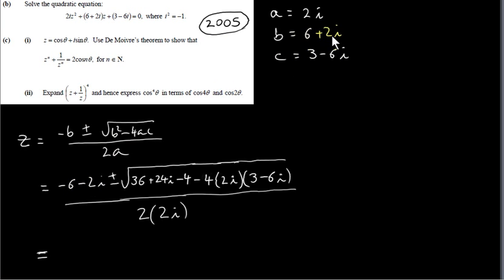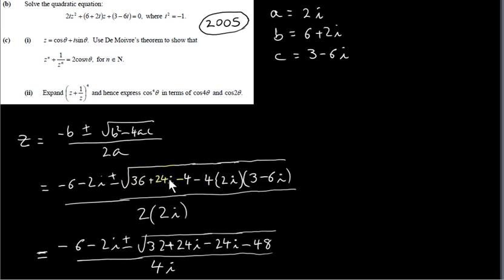So we have minus b, so we have minus 6 minus 2i, plus or minus the square root of b squared. So we have to take 6 plus 2i and square it. 6 squared is 36. 6 times 2i is 12i. Double that, we get 24i. 2i all squared is 2i by 2i, which is 4i squared, which is 4 times minus 1, which is minus 4. Then we have minus 4 times a, which is 2i, times c, which is 3 minus 6i. And the whole lot is divided by 2 times a, where a is 2i.